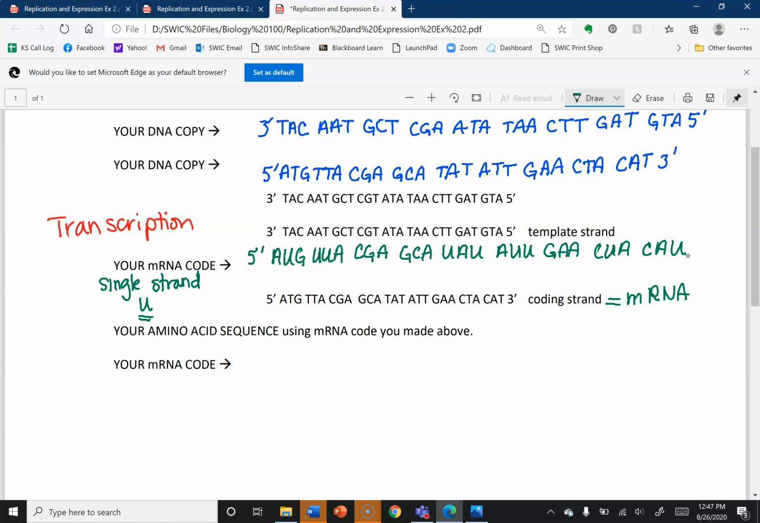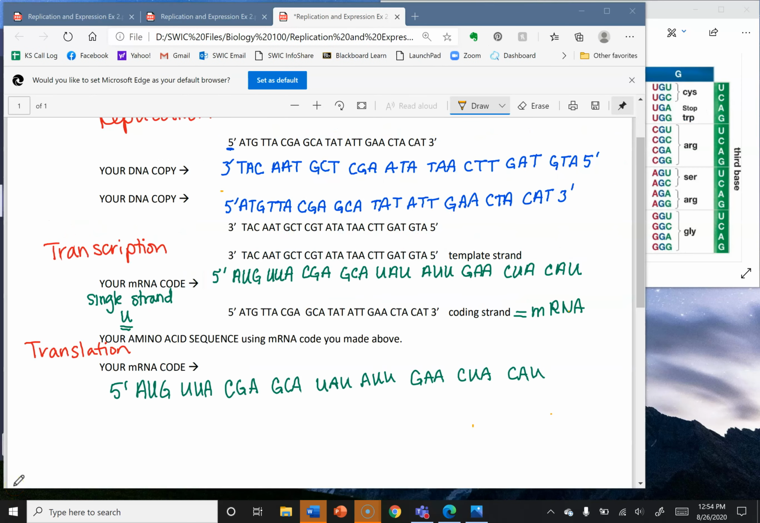Now you might notice that our strand, this messenger RNA, is the same as the coding strand, with the exception that everywhere there was a T, we have now incorporated a U. So let's look at the final step, the step of translation. I have rewritten that messenger RNA code down here at the bottom just so we have some room for it. This process of translation is going to take that messenger RNA and turn it into an amino acid sequence.